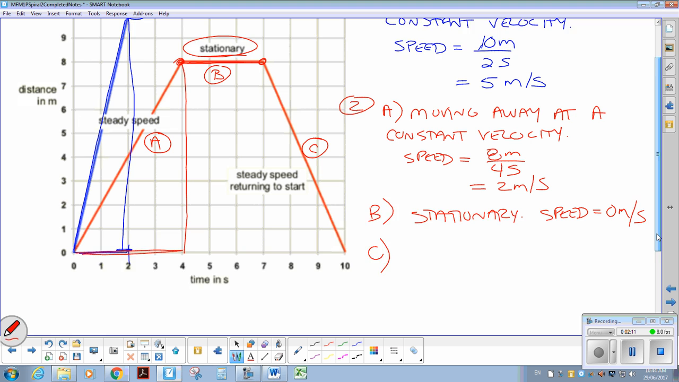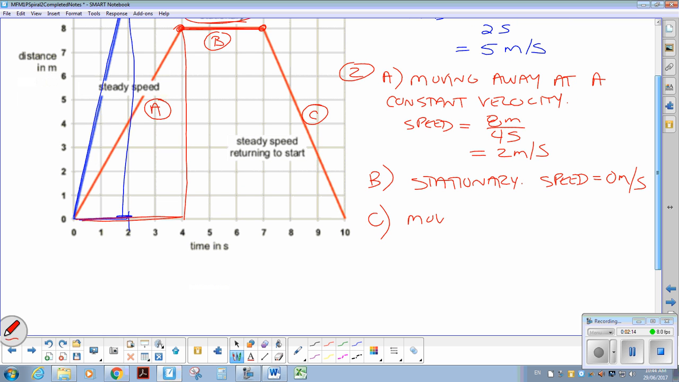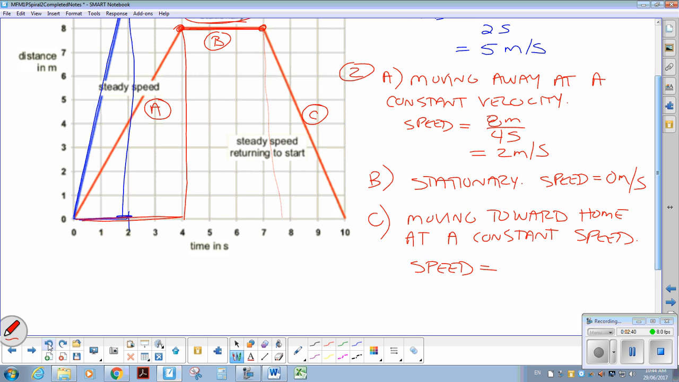Now C, you are moving toward, say, home at a constant velocity or constant speed. Let's use speed, that's just fine. So your speed here, I create the triangle. Ooh, that was not very well done. There we go, a little bit better. So the speed is 8 meters, and the base from 7 to 10 is 3 seconds. So it's 8/3 of a meter per second, 2.66. You can write that. That's the connection then: you're describing the motion and then being able to calculate it.